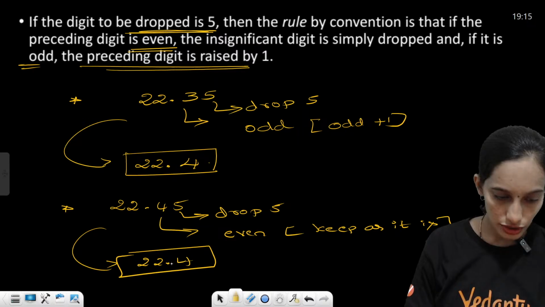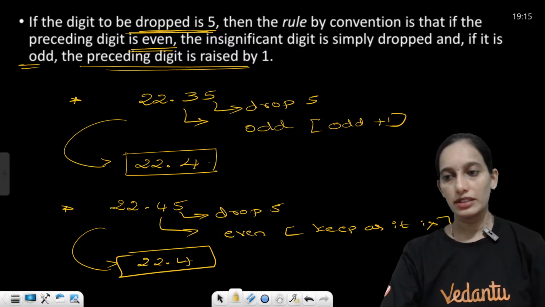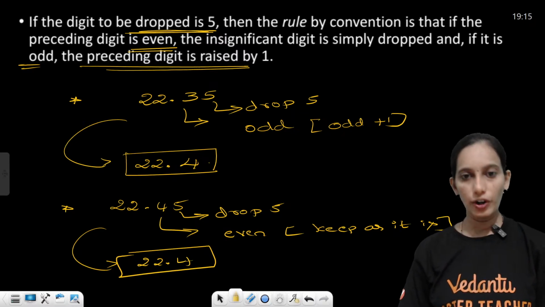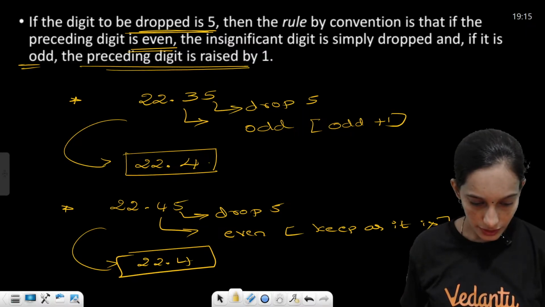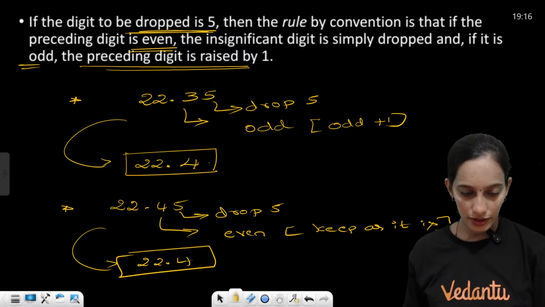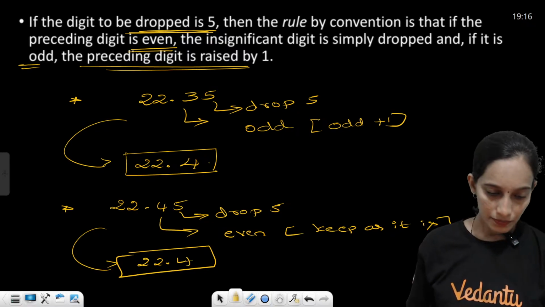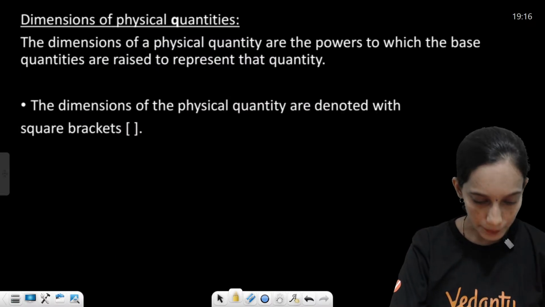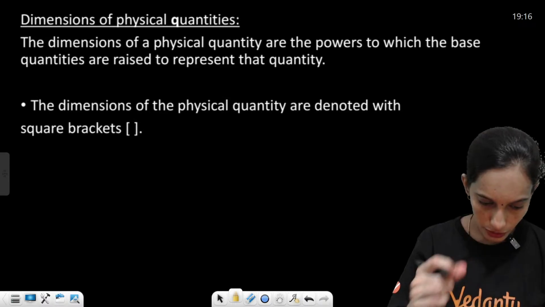Okay, so this is how we round off the numbers. Is that clear? Yes, thank you for your response. 22.4 in both the cases. Yeah, I think you also got your doubt solved here itself, if the dropping digit is 5, correct? That was your doubt, Chinni? Yeah, hope that is clear. I think we can go ahead.